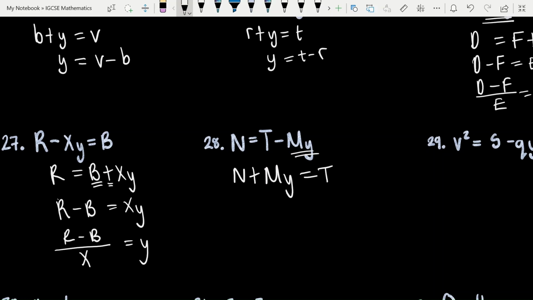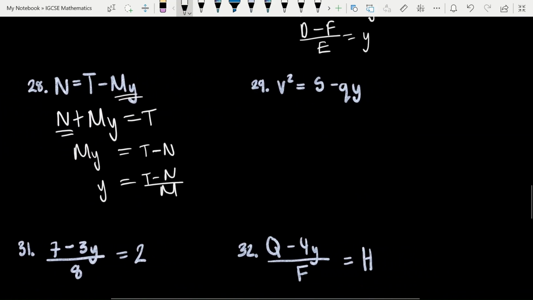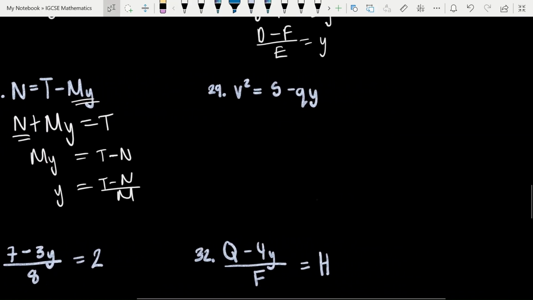Who do we start with? We start with n. Why n? It is further from y than m. M is right next to y, but n is far away. So we start with n. So we're going to have my is equal to t. What is n doing? Adding. When it goes to the right hand side, it will subtract from t. Okay, good. Now we make y the subject by taking m to the other side. Y is equal to t minus n, and m is now coming to divide. Beautiful. Now let's go to number 29.